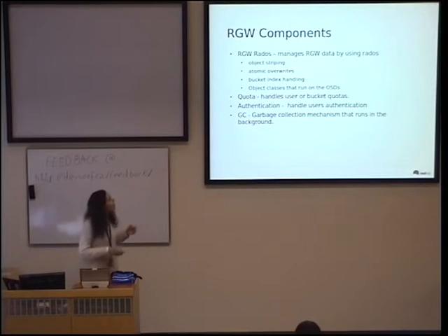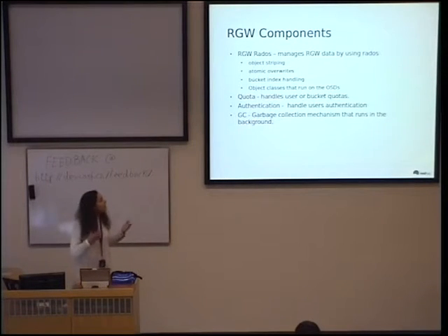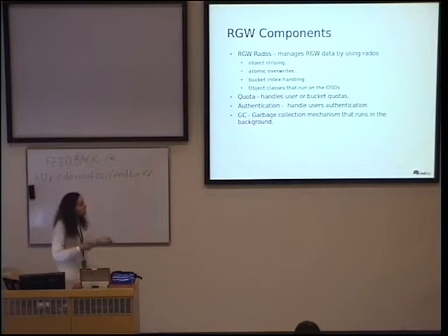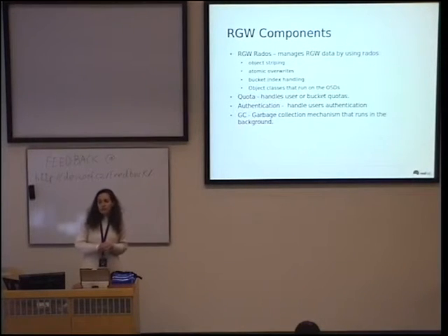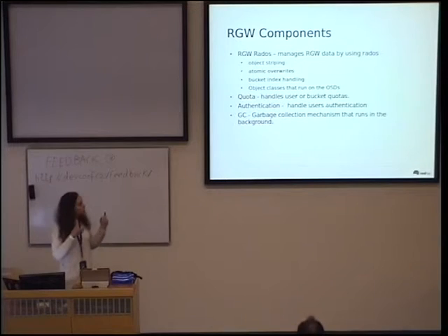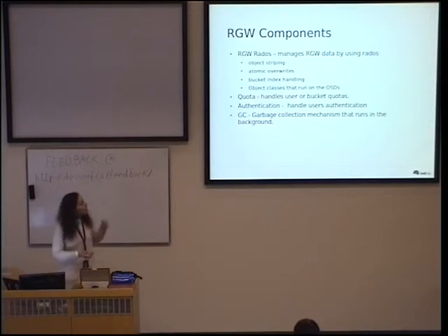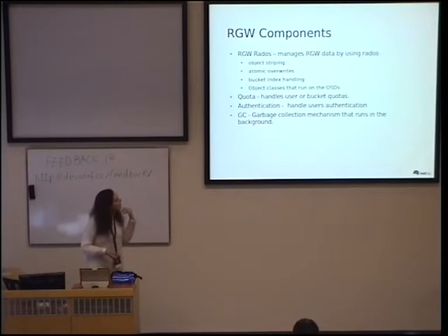We have a special layer we call RGW Rados. That actually maintains the data we need in Rados. And we'll go into a bit more detail about all the things we need, but we support really, really large objects. The S3 limitation is 5 terabytes per object. So that means we need striping of the object. We need to do atomic overwrite because cloud object storage doesn't allow writing inside an object. We need fast access to buckets to see which objects are in the bucket. That means we need to index the bucket. And it also runs the object class, which is like stored procedures in the OSD.